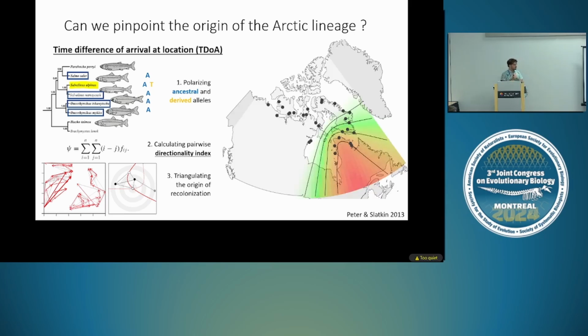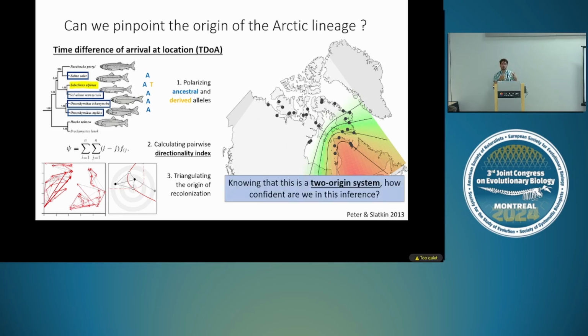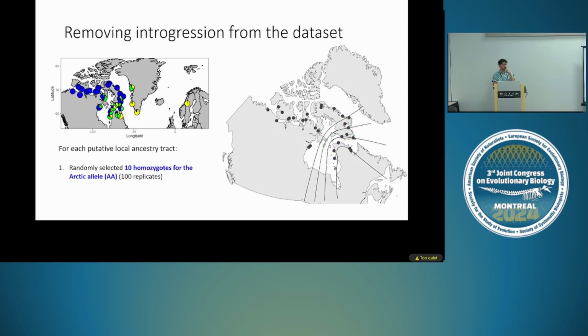And here, what it looks like when we take the whole genome, we have, at least in here, strong evidence for an origin of recolonization from the south of our study range. But considering that we now know that this is a two-origin system with the Arctic and Atlantic lineage meeting in this part that is maybe inferred as a potential origin, can we really trust this inference? So we're thinking about how can we maybe dissect the signal and focus only on the Arctic lineage, that was our primary focus. So we tried basically removing introgression from the Atlantic from the dataset.